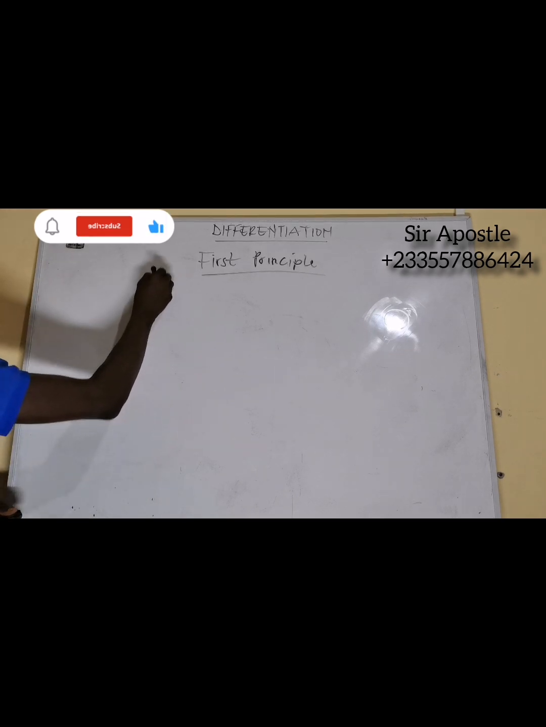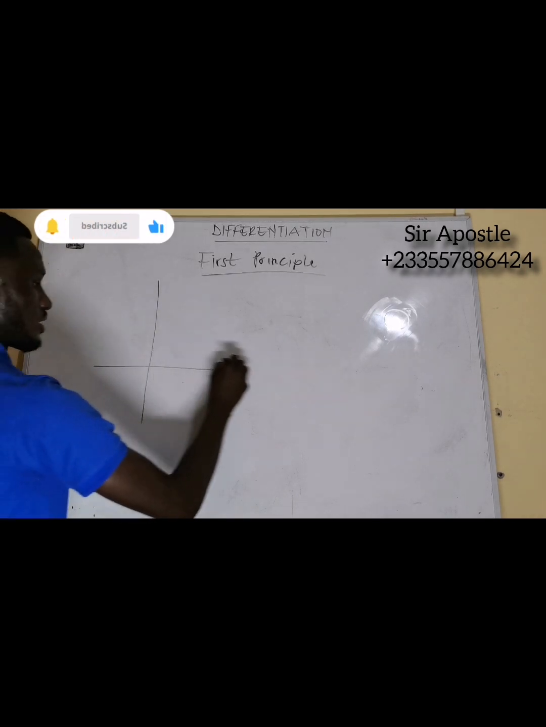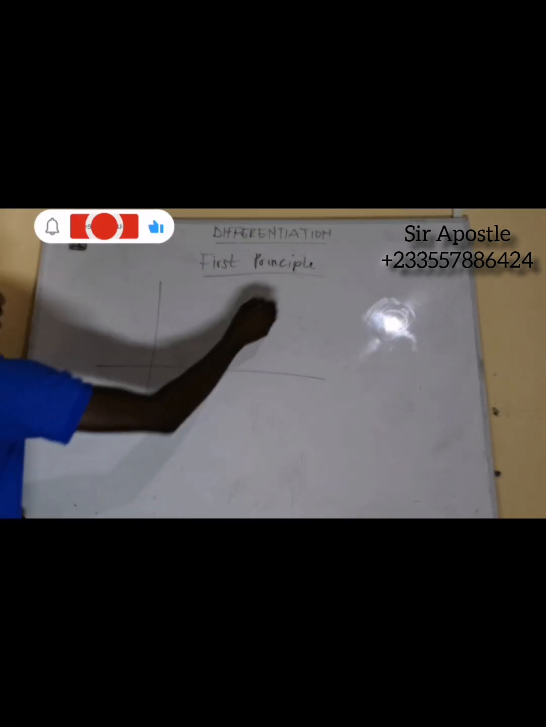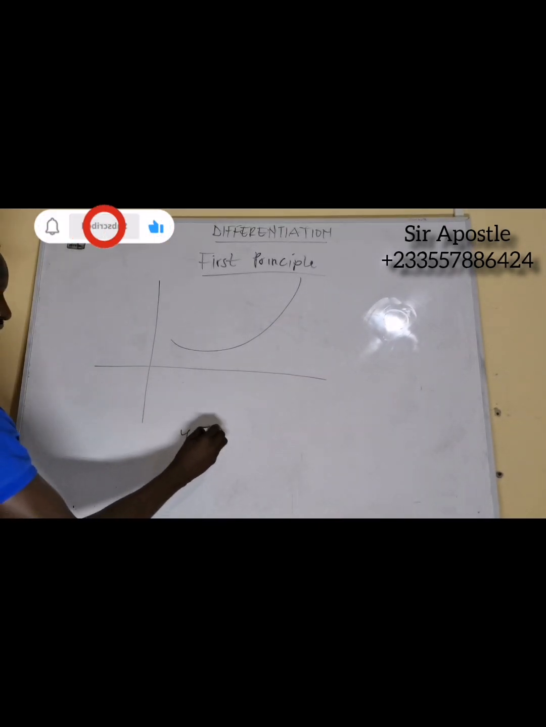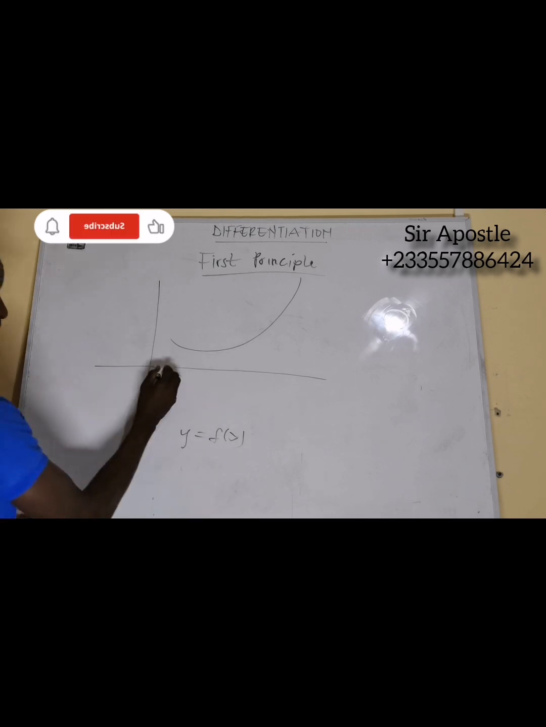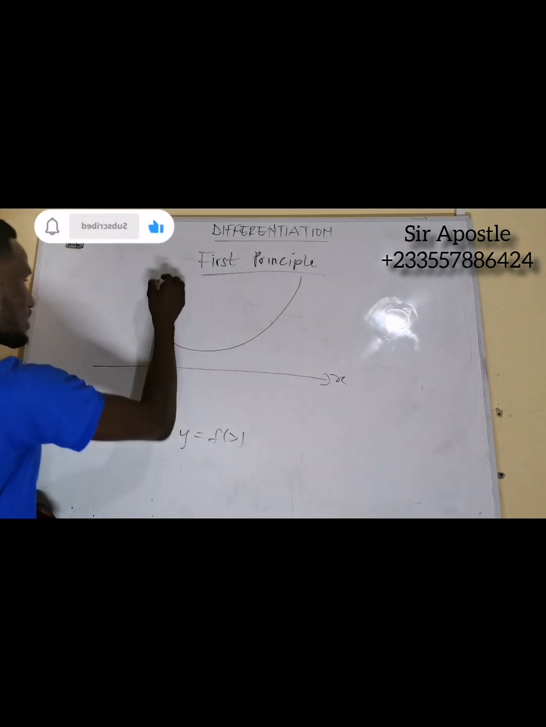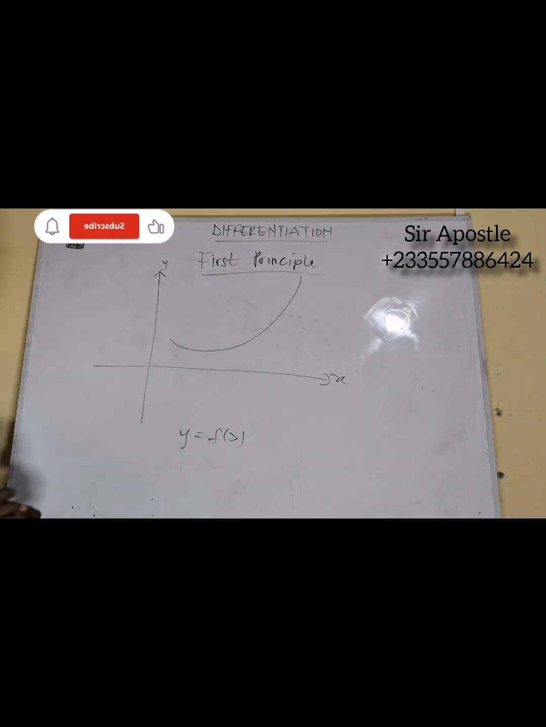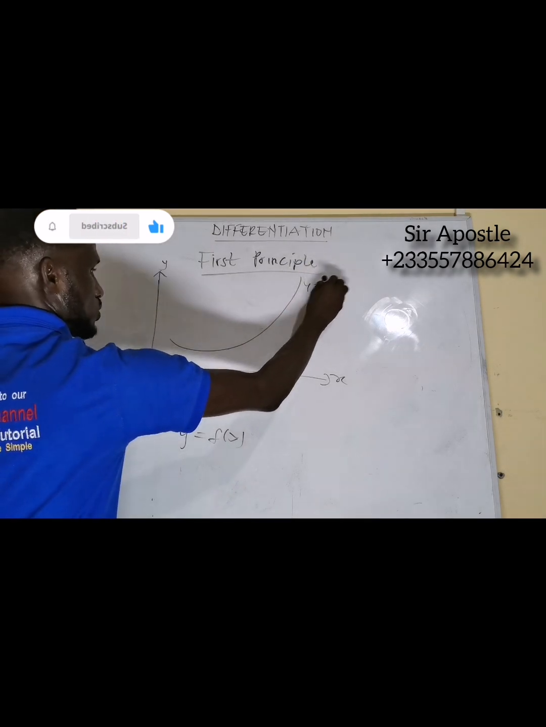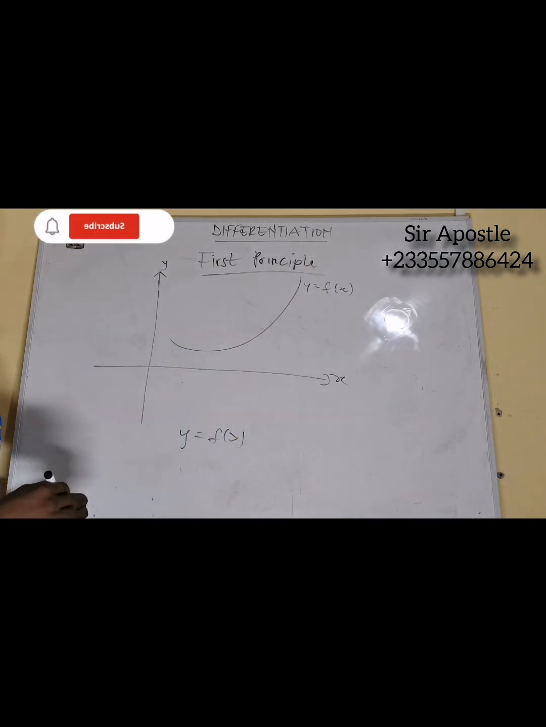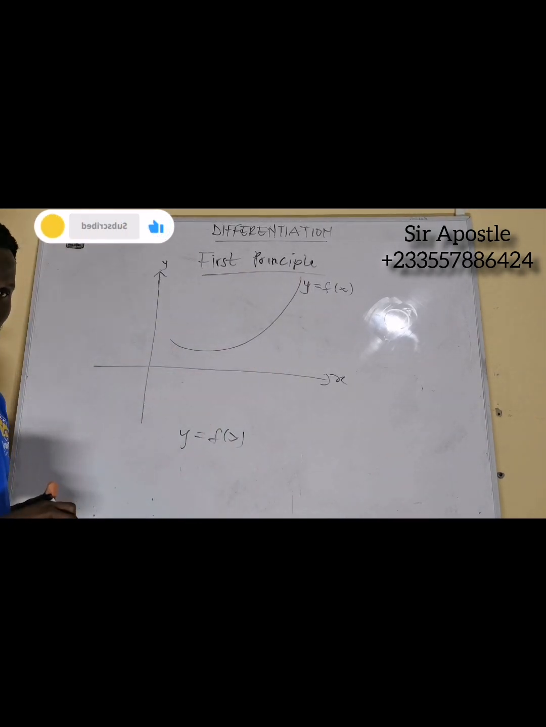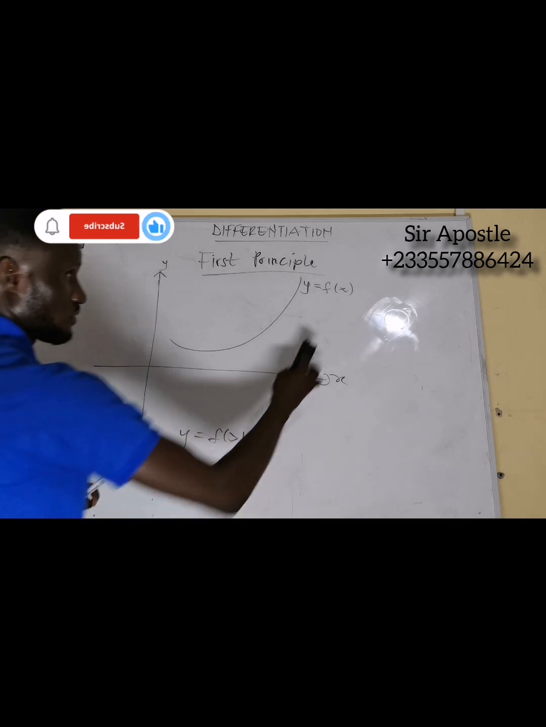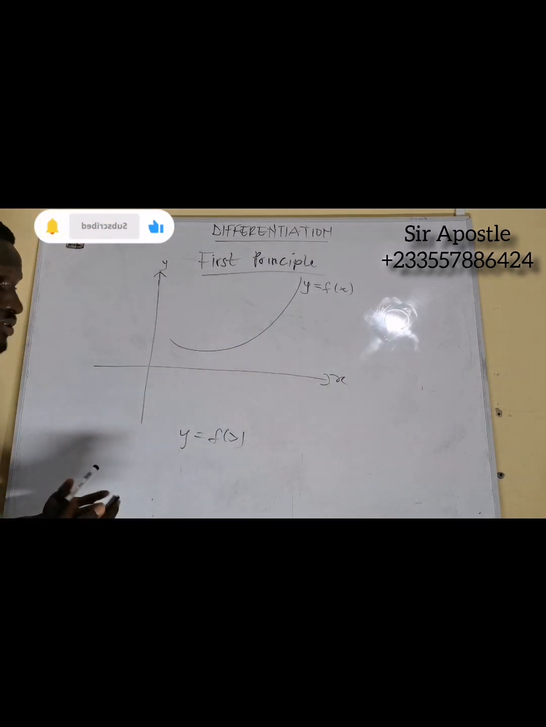Now let me consider a curve. Let me consider any curve at this particular point. Now this is the curve. The curve is y, which is the same as f of x. And this particular one is the x-axis. Now this one is the y-axis. So this is our curve, y is equal to f of x. The curve can be in any form, but I'm using this one to represent a curve, which is y equal to f of x. I'm using plenty of terms, so you have to follow very well.